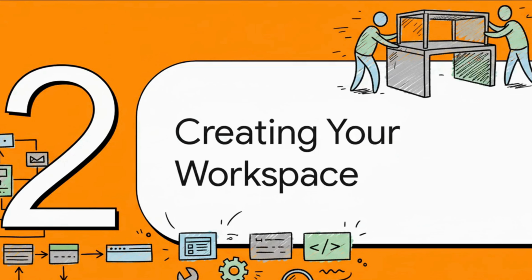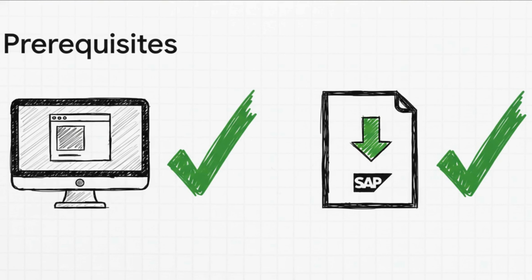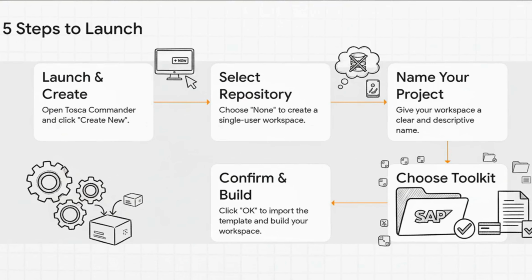All right, enough theory, let's get to the fun part. We're going to build your very first workspace and actually put all this into action. Okay, before you click a single button, let's just do a quick pre-flight check. You need two things. First, obviously, you need Tricentis Tosca Commander installed on your machine. And second, you need to have already gone to the Tricentis Academy and downloaded that all-important SAP Specialist subset file. You got both of those? Awesome.